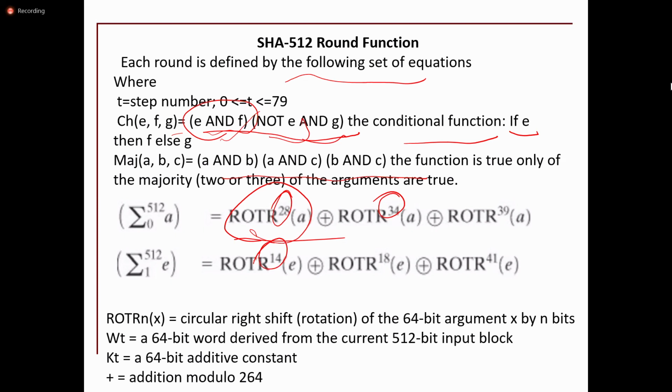Here it is going to take 14 bits, 18 bits, and 41 bits of E. So that is a circular right shift. Right shift operation will be performed. So this is the round function of the SHA-512 algorithm.